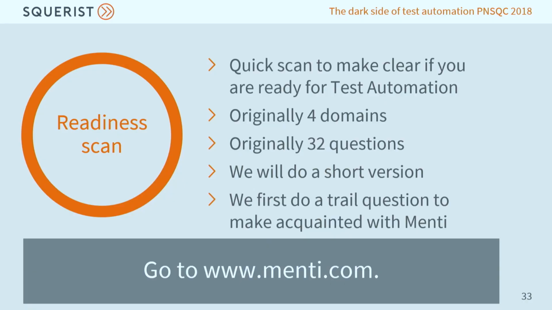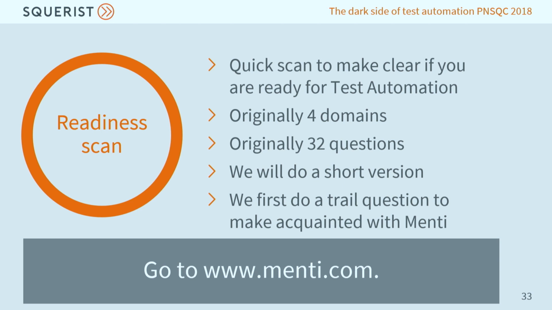So we're going to do that. Normally it's a quick scan of 32 questions. We're only going to do 12, because otherwise it would take too much time. So we will do a short version, originally 4 domains, we'll do 3 domains. And we will first do a trial question. Please take out your cell phone, your laptop, whatever. We're doing quite well when it comes to time.